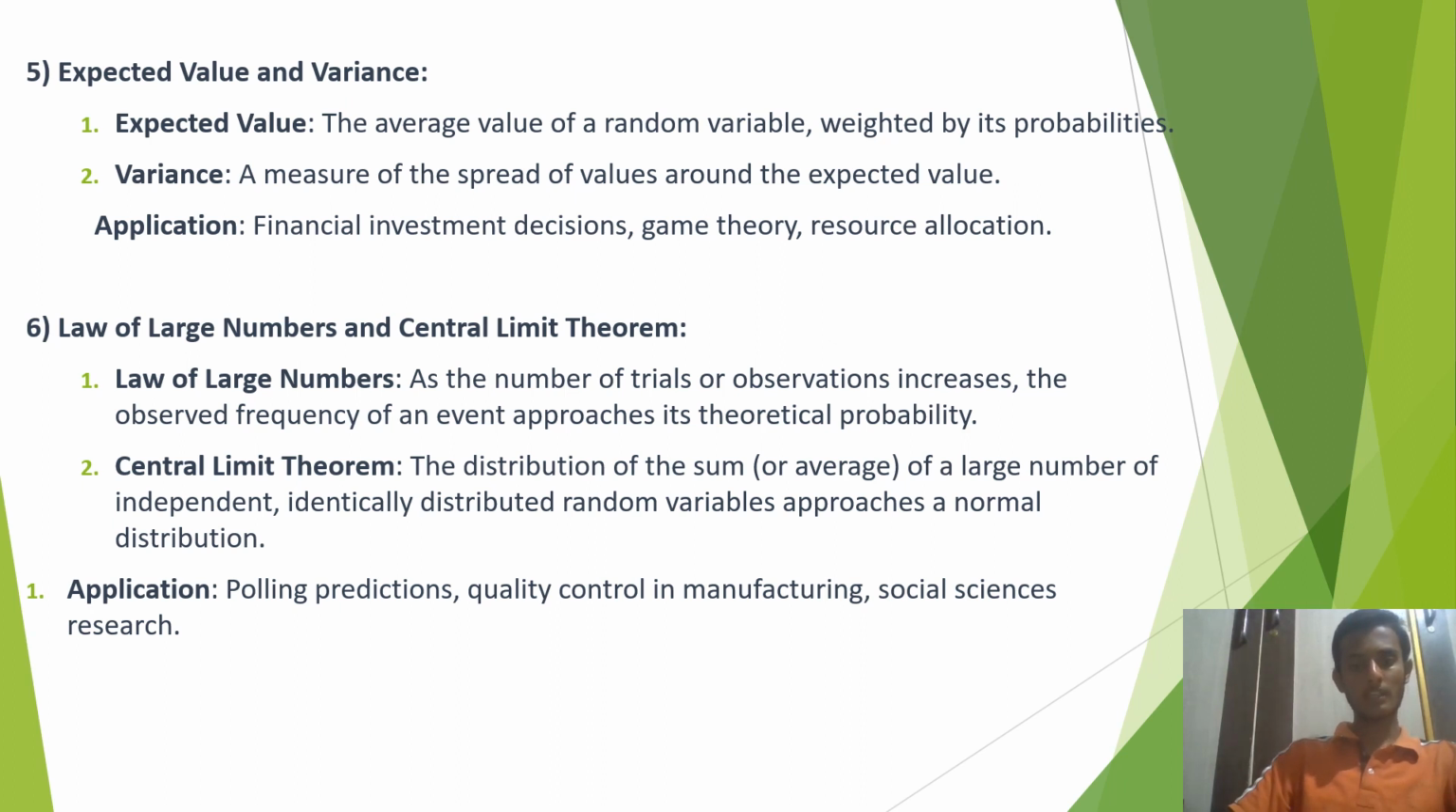Law of large numbers and central limit theorem. Law of large numbers: as the number of trials or observations increases, the observed frequency of an event approaches its theoretical probability. Central limit theorem: the distribution of the sum of a large number of independent, identically distributed random variables approaches a normal distribution. Applications: polling predictions, quality control in manufacturing, social sciences and research.